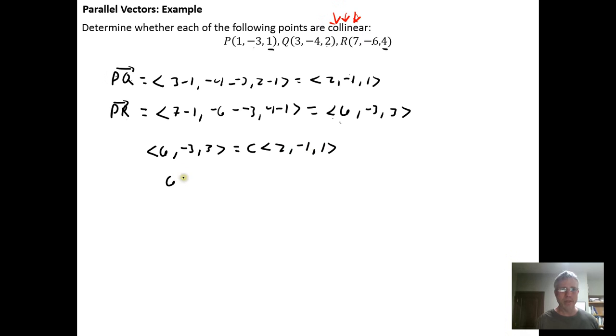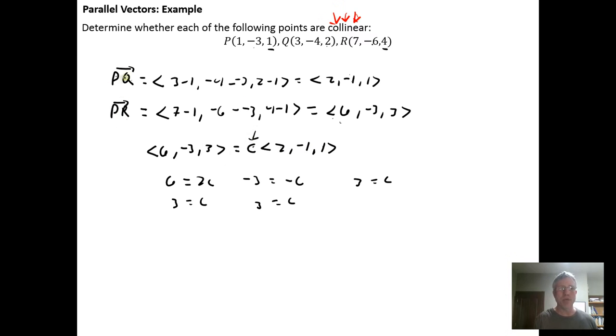So in other words, we need to find C such that 6 equals twice C, negative 3 equals the opposite of C, and 3 equals C times 1, which is C. And as long as these 3 equations have the same solution, we know we have parallel vectors. So 6 equals 2 times C means 3 equals C. Multiply both sides by negative 1, 3 equals C, and here 3 already equals C. So that tells us that the vector 6, negative 3, 3 is a scalar multiple of the vector 2, negative 1, 1.